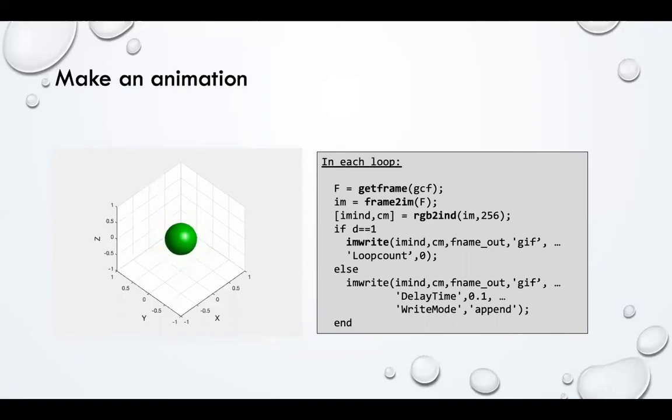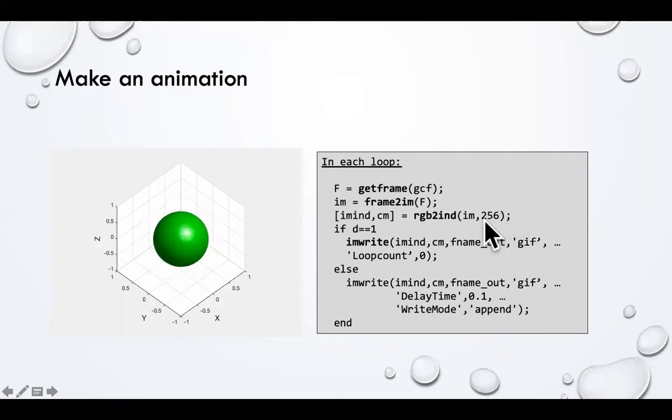So this is the code you need to know. The first step, you plot a sphere. And second, as I said on the previous slide, you need to get a frame. So for the current figure, I just get a frame. I make the frame into an image, so I just use the command frame2im of this frame. This is one loop. And then I specify the color for this image, so I use rgb2ind. Actually, this number is big enough.